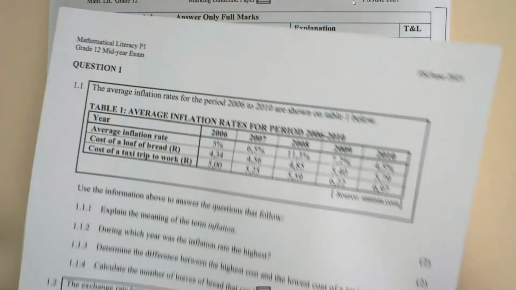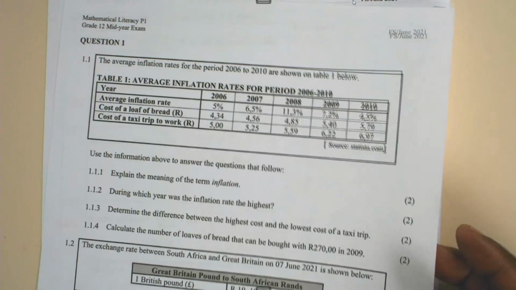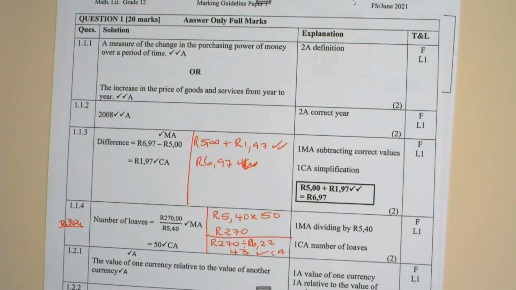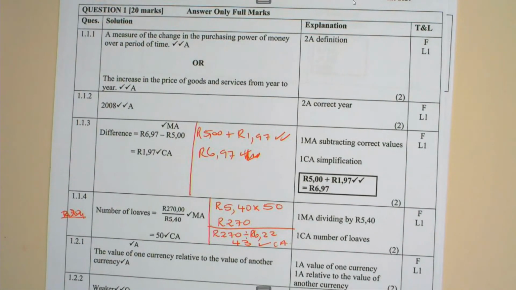1.1.2. It says, during which year was the inflation rate the highest? Then the possible answer to that will be 2008. It's 2 marks. 2008. Nothing else, it's 2008, 2 marks.